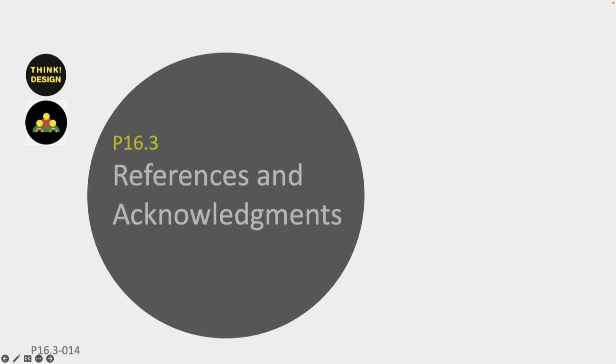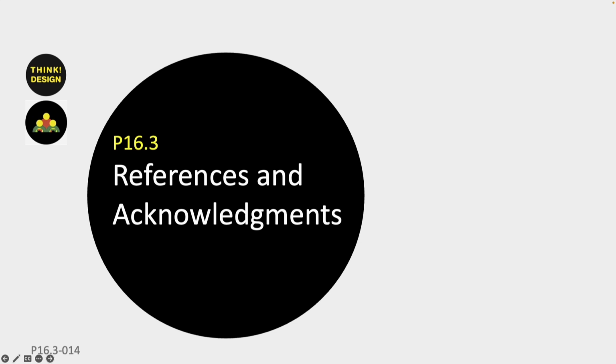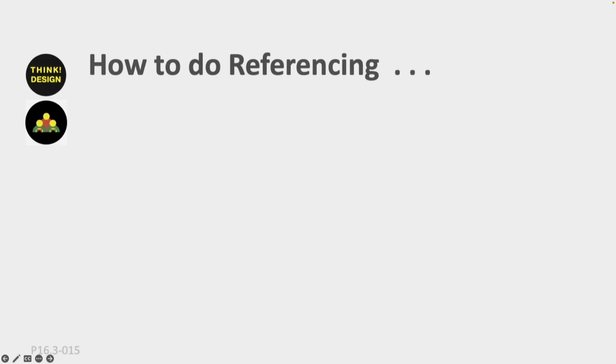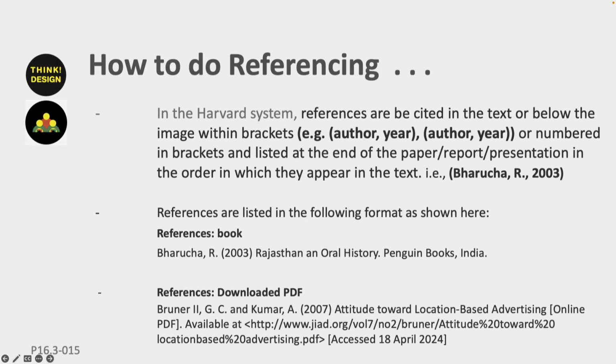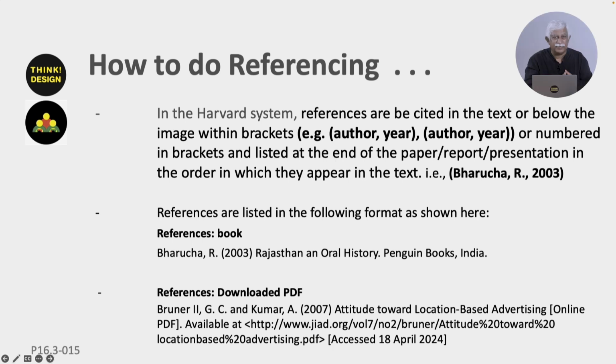We come to references and acknowledgements, very important part of it, because whatever you have referred to, you need to actually mention it there. This is a very crucial part of it. A very simple method is the Harvard system. So you start with the author, year. So it's very simple.